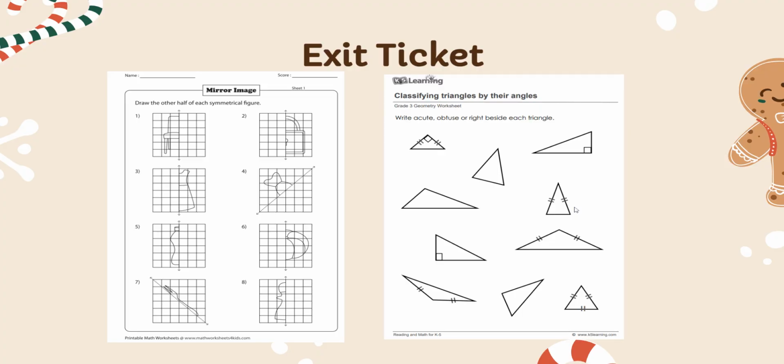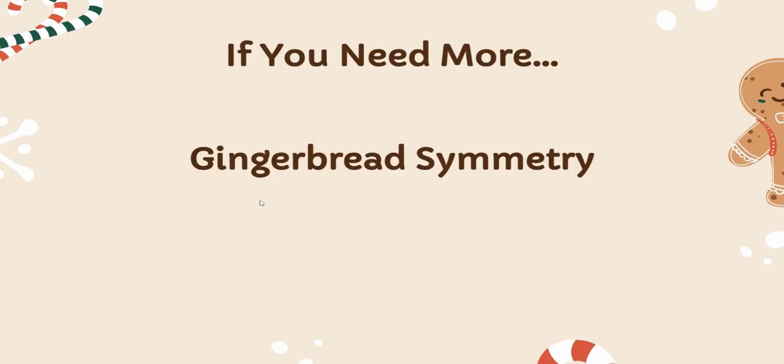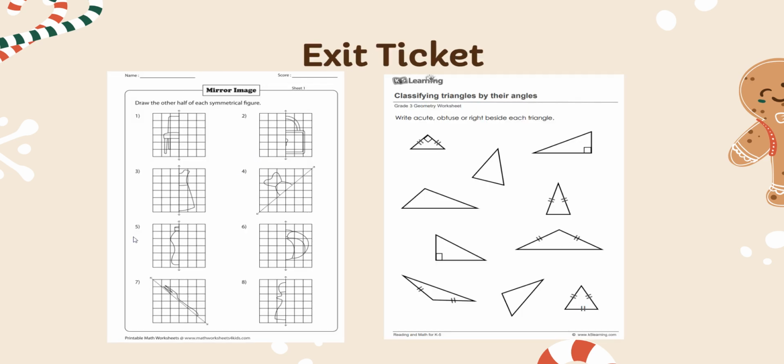All right, so now that we've done some practice, you are ready for your exit ticket. So this first page is called mirror image. You're going to draw the other half. So this is a little bit challenging. You're going to have to really pay attention to the picture and do your best to make sure that you make a symmetrical half of the picture that's already there. And then this one, all you have to do is write acute, obtuse, or right beside each triangle to identify the type of triangle it is. And finally, if you need more to do, the gingerbread symmetry is also available, and it is very similar to this mirror image sheet as well.